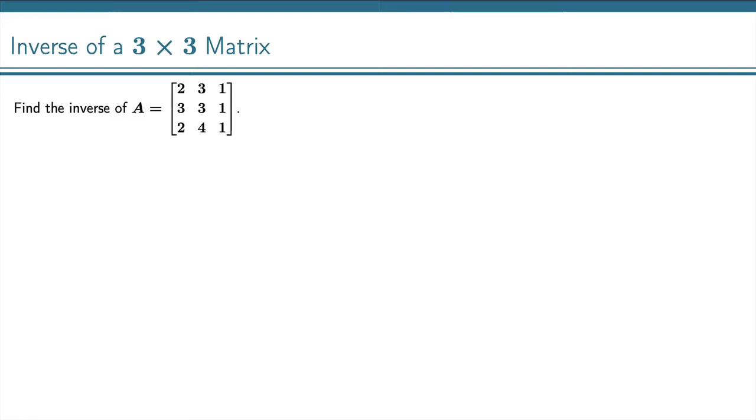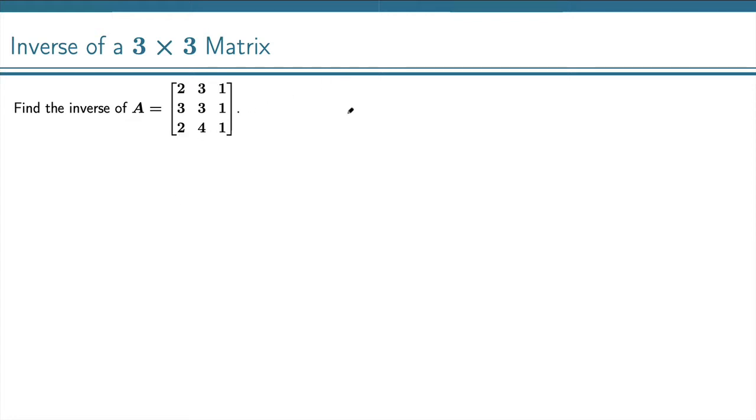To find the inverse of a 3 by 3 matrix, we have to use a process that works for any square matrix. And the process I'm going to show you works for a 2 by 2 matrix as well. So if you can't remember the special formula for a 2 by 2 matrix, that's fine. You'll be able to do this process here.